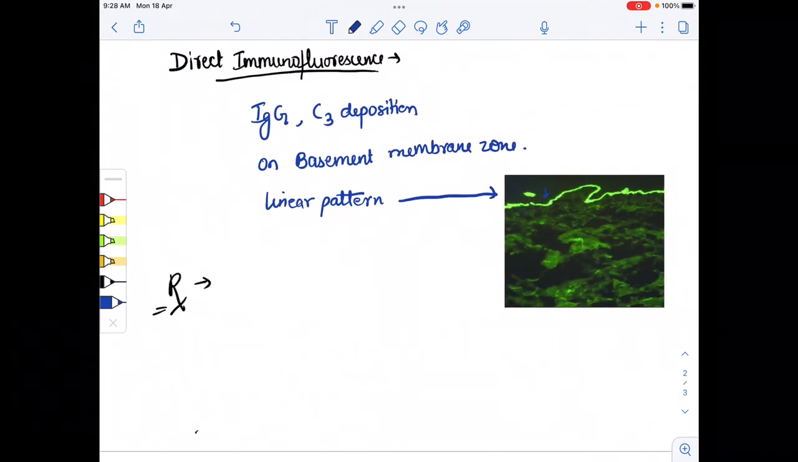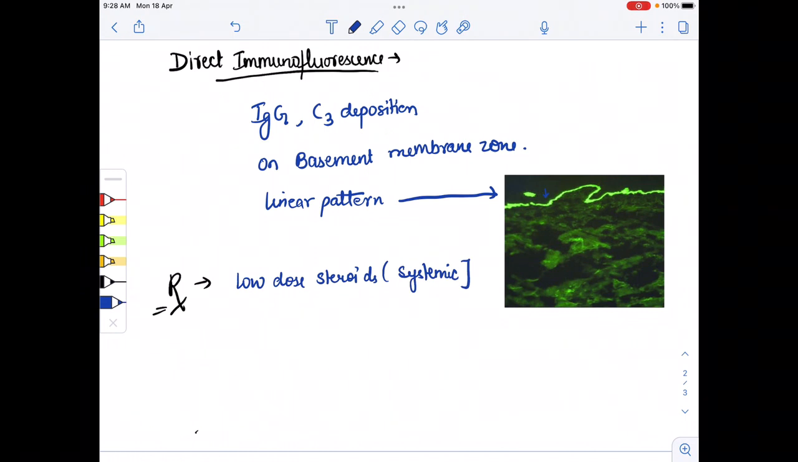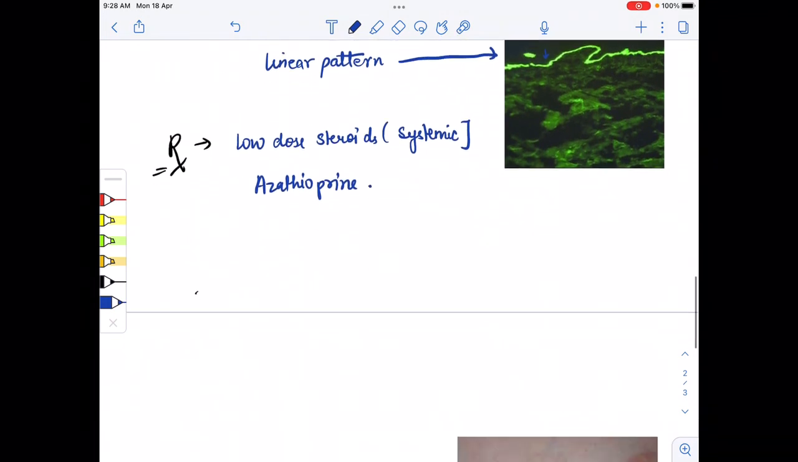Now what treatment do we have to give? For the treatment we have to give low dose steroids, that is systemic steroids can be given, or we can also give azathioprine. So this is the treatment of the pemphigoid group of disease.